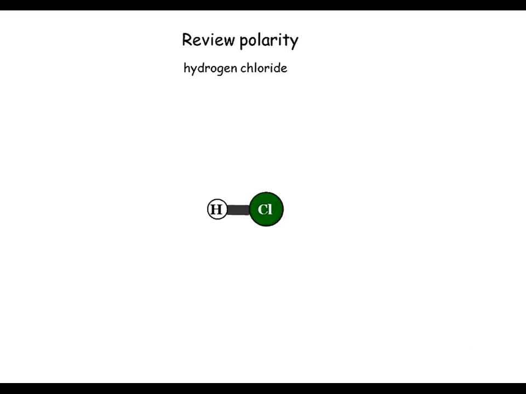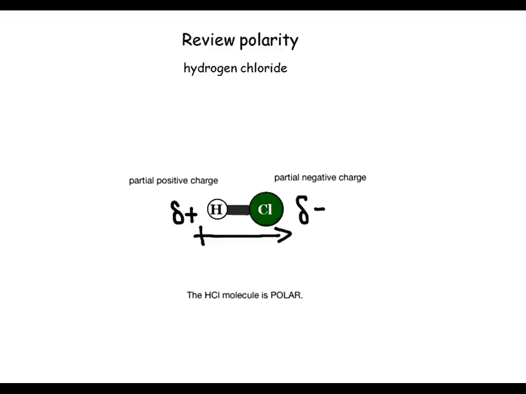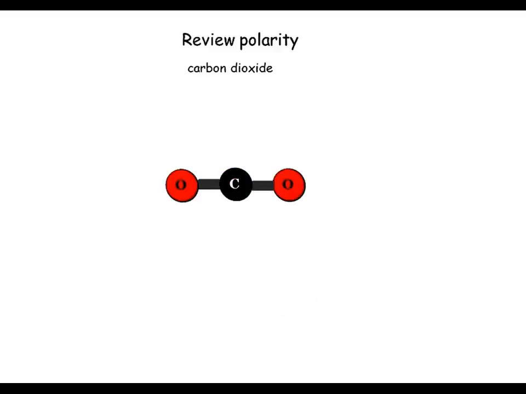Hydrogen chloride is shown here, and I'm drawing the dipole where the electrons are pulled toward chlorine. There's a partial positive on the hydrogen side and a partial negative on the chlorine side, just like we looked at a few minutes ago. Hydrogen chloride itself, having just this bond, is polar. And so that's why it's our example for dipole-dipole interactions.